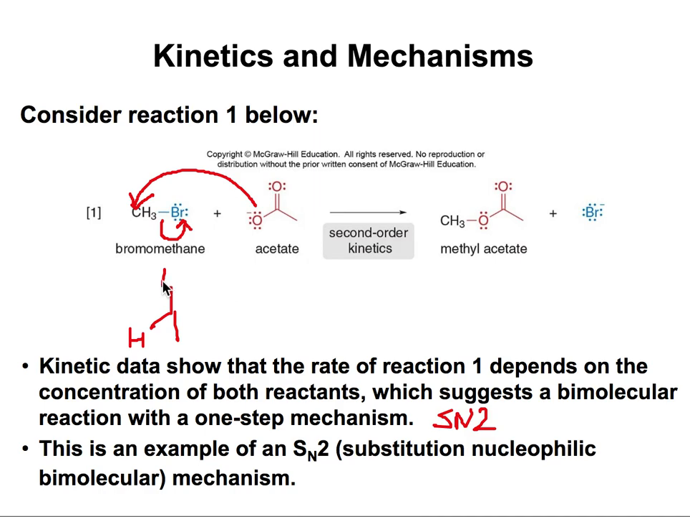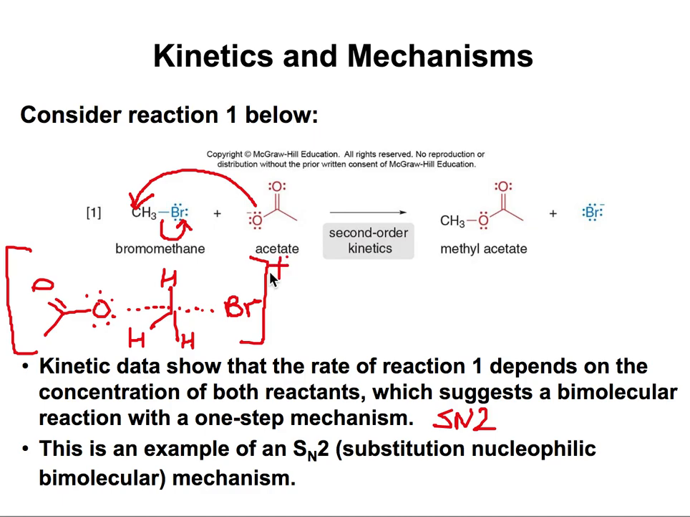So imagine we have carbon, carbon, carbon. So as the Br leaves, my nucleophile, this thing right there, is approaching, and the Br is leaving at the same time. So this will be my transition state for you to picture it. And all of this is going to happen in one step.